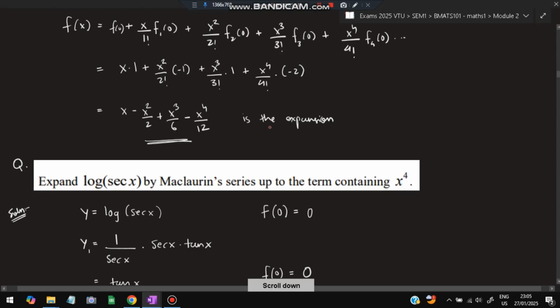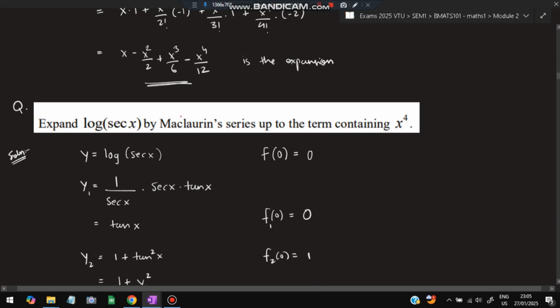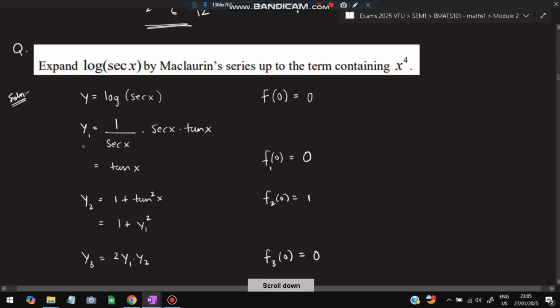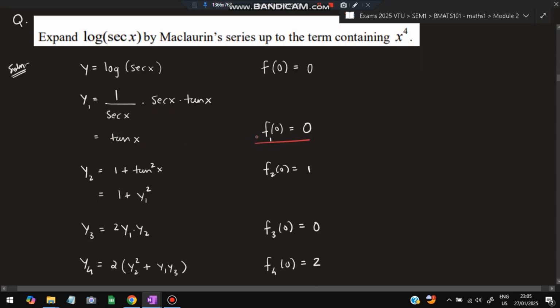Let's have a look at the last question of Maclaurin series. This is a super important question from the exam point of view. A repeated one: log sec x. Again the same thing you will be doing. You'll be finding out y1, so it will be 1 by sec x into tan x, it will become tan x here. And the value of tan 0 is 0.